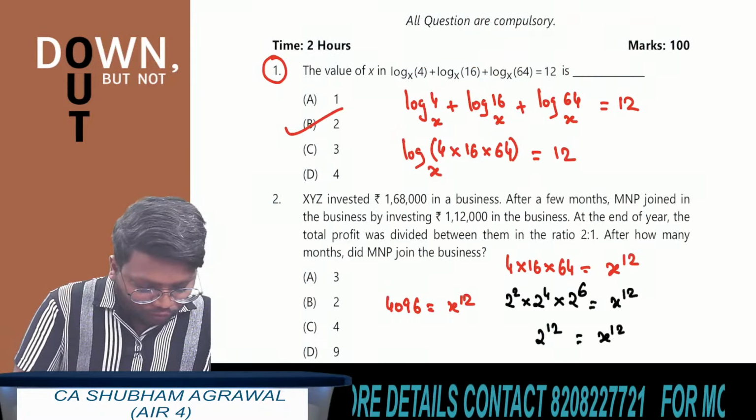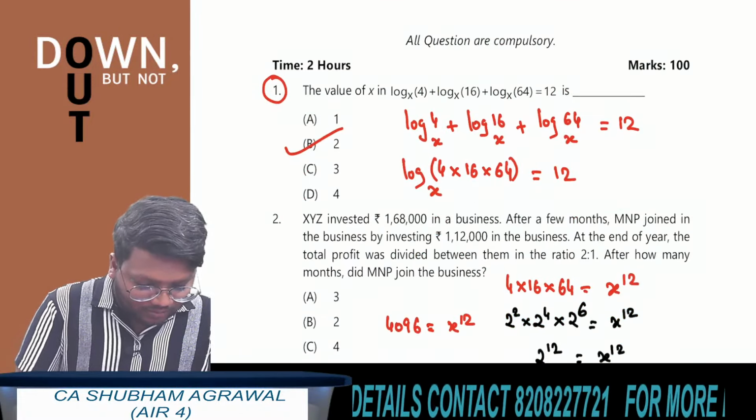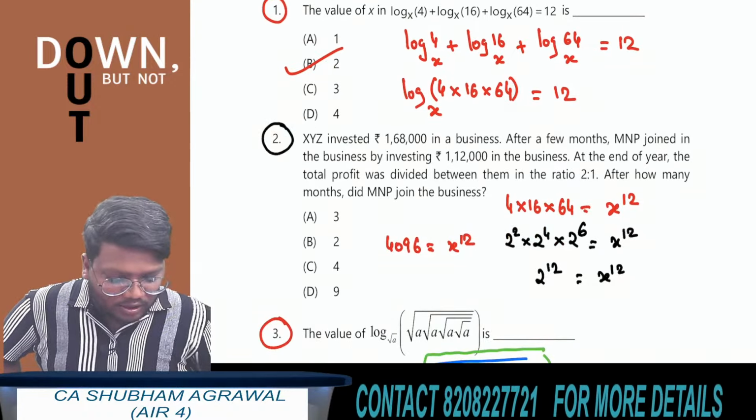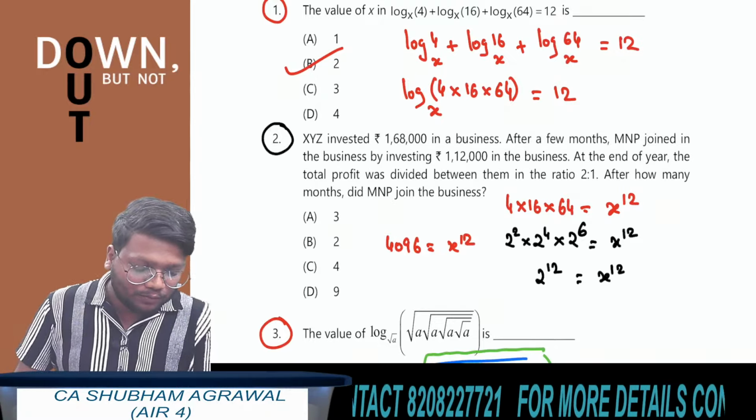So they have asked 4 questions only from ratio, proportion, indices, logarithm in this paper also. There is one more question here, question number 2. Try to get the answer for this question number 2 now.